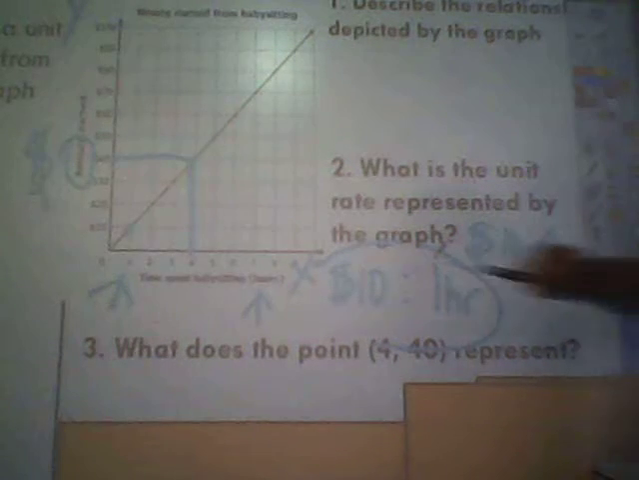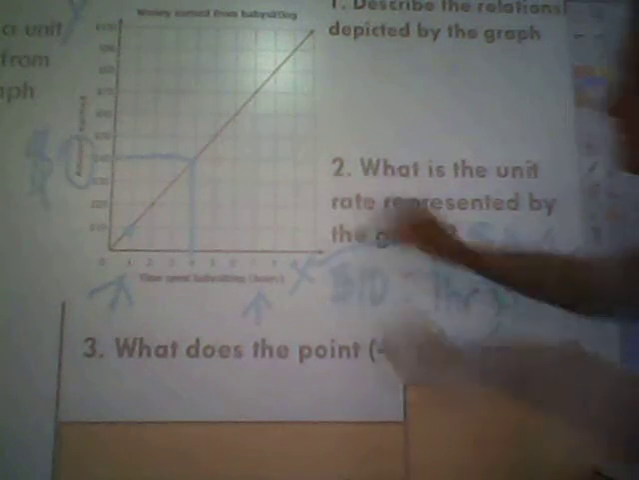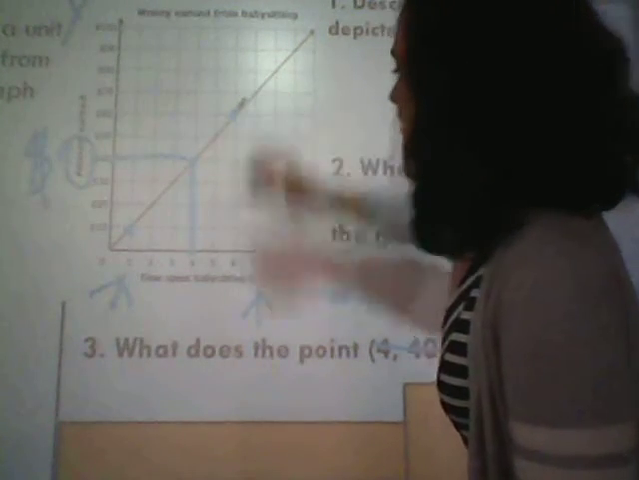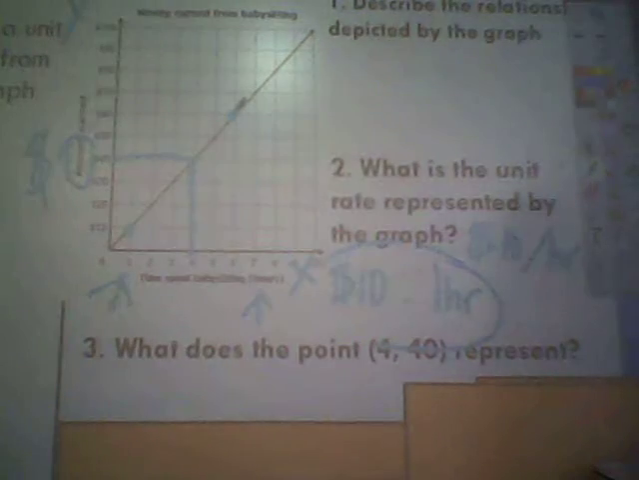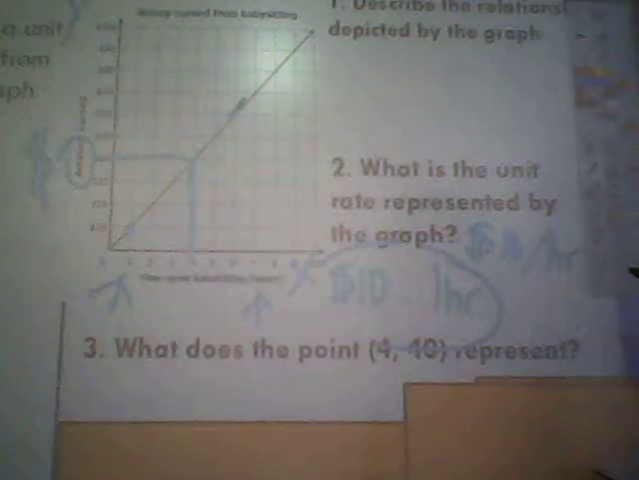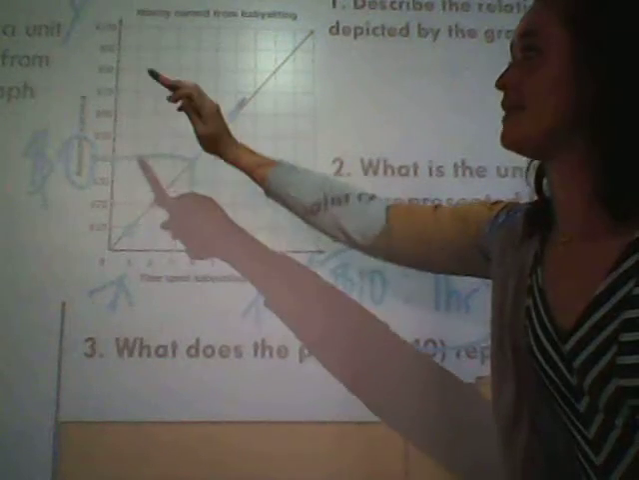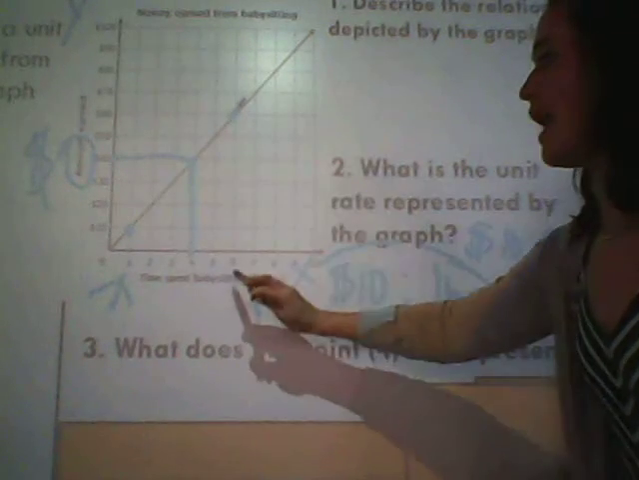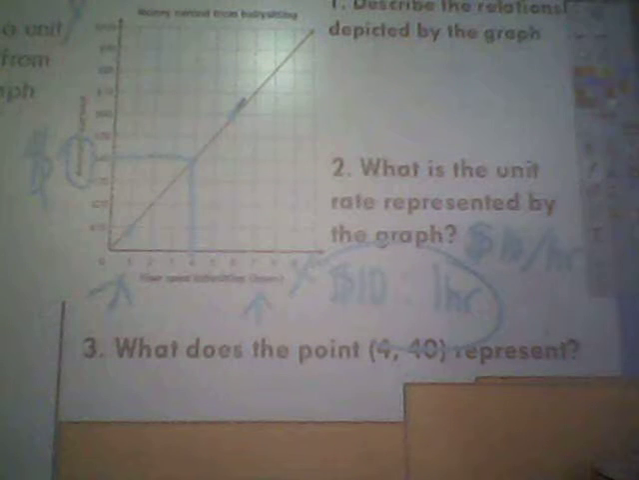Let's try another one. If I said, what does the point 6, 60 represent? You would see that when you spend 6 hours babysitting, you will make $60. Again, that makes sense because our dollars will always be 10 times more than our hours spent babysitting. Okay, I think we have this one. Let's move on.